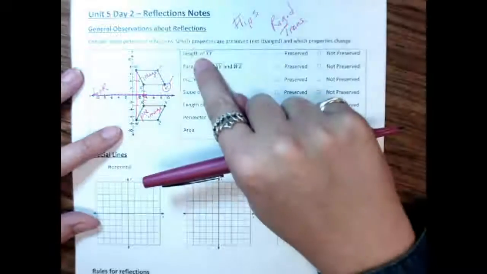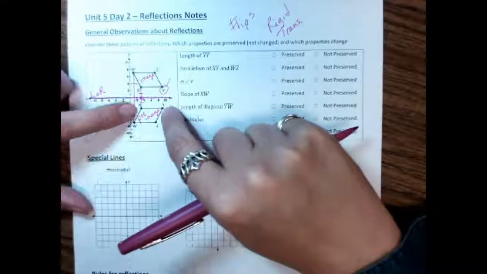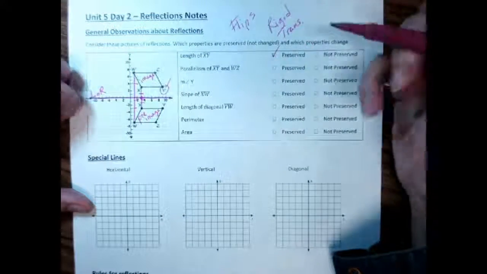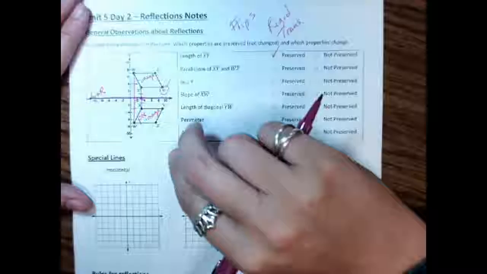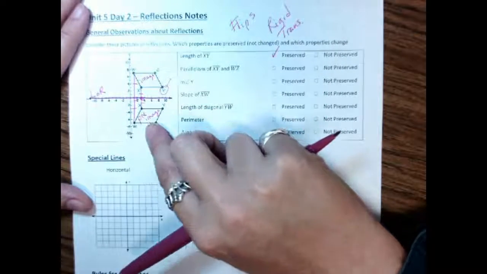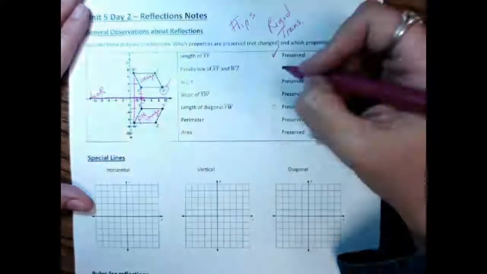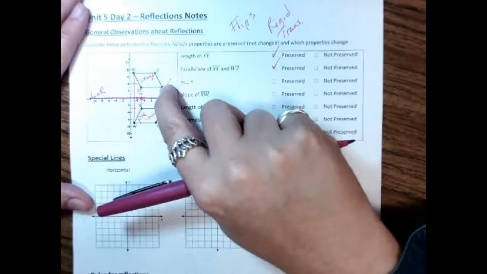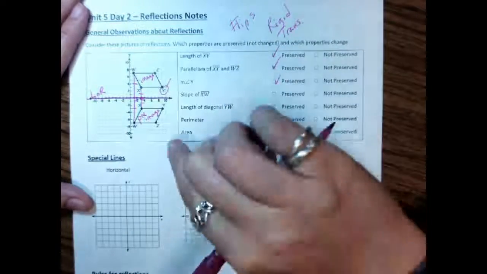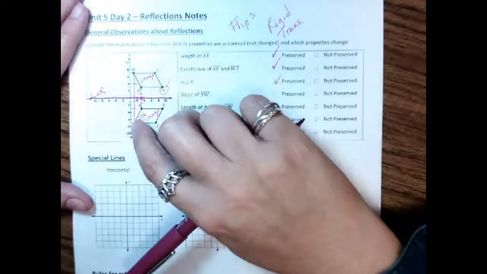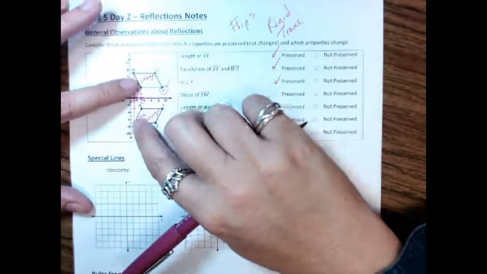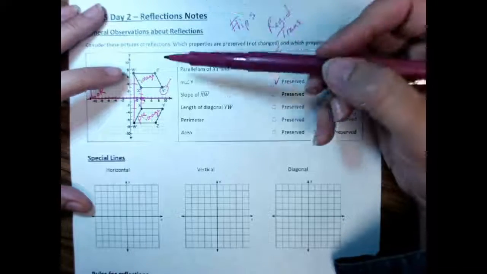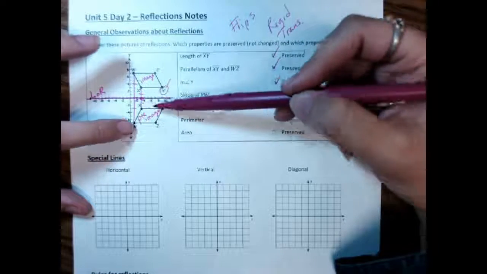So the length of xy, does the length of xy change from here to there? Those look the same, so that's preserved. Parallelism, so that means parallel. xy is parallel to wz. Are they still parallel here? Yes, they are. Angle y, is this angle still the same as angle y prime? Yes. How about the slope of xw? xw here versus xw there. Oh, look, the slope changed on those. That's not preserved. The length of yw, that's the length of the diagonal.